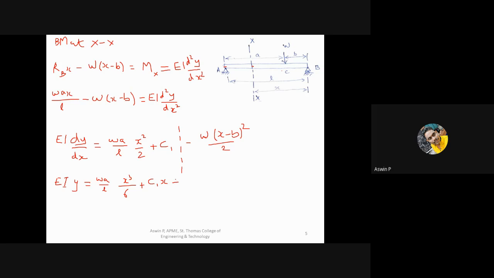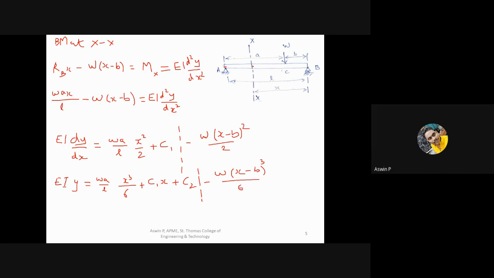And there will also be another constant, the secondary constant, that will be c2. When integrating this equation, there will be an integrating constant, and the parts can be separated by a line. This is not a separation, actually; it is to identify that both are in different stages, so we are marking it. So when you are integrating this one, this will become w into (x minus b) cube divided by 6.